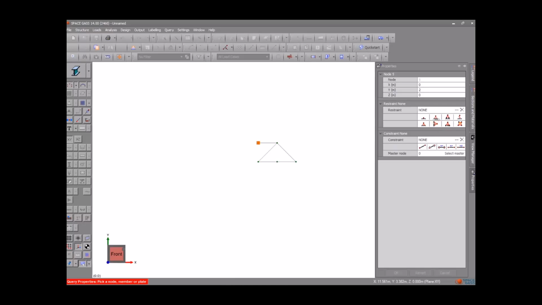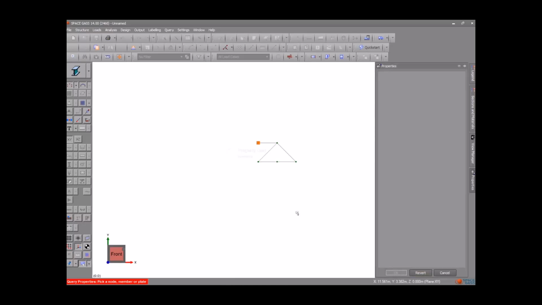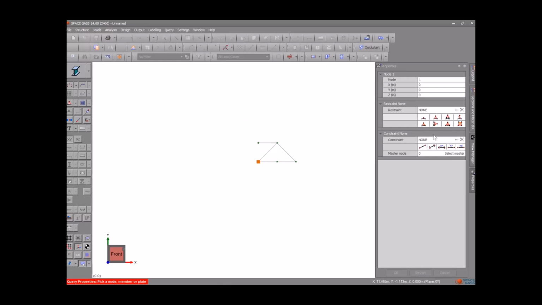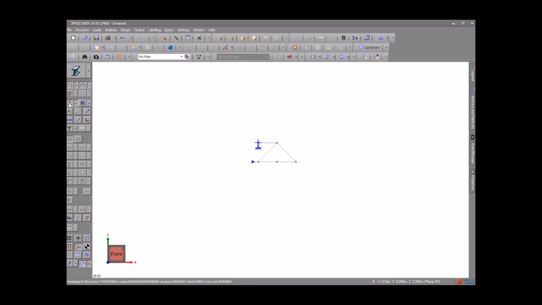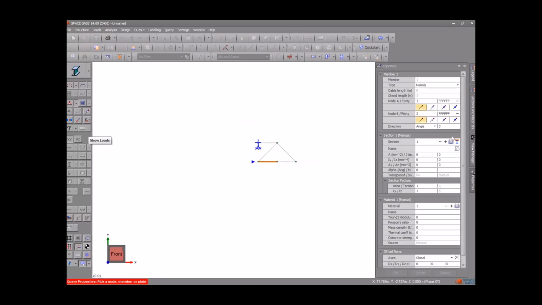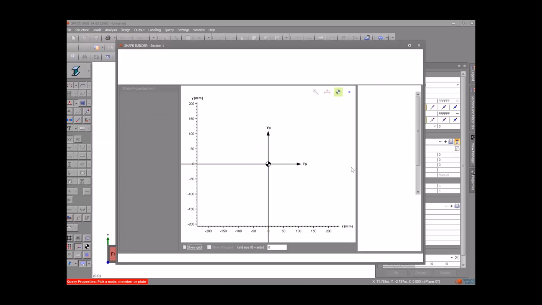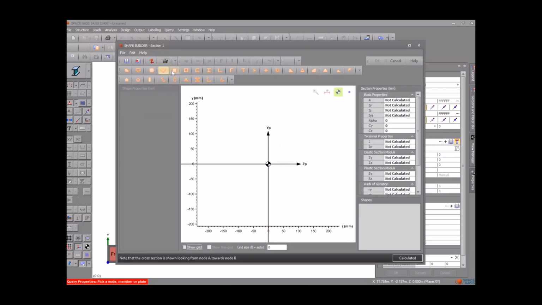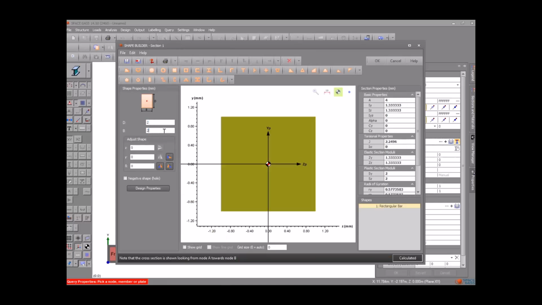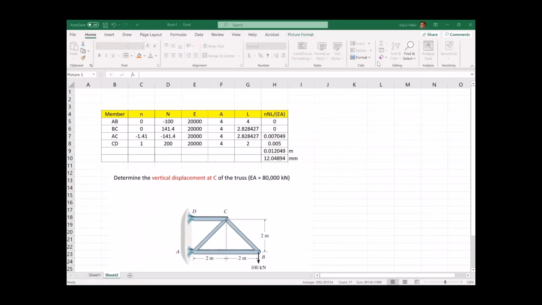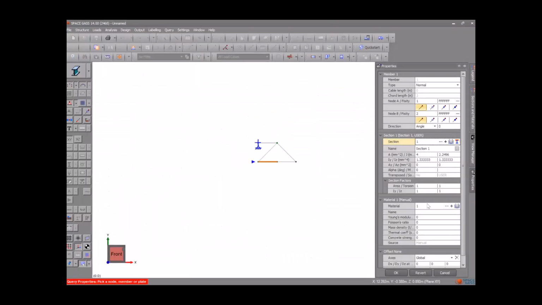Let's put the pin support here. Let's put the roller supports here. Okay, and let's put the cross sections. I think we just done it. I think it's just a 2. I'm not sure whether it's gonna work or not, but let's see.